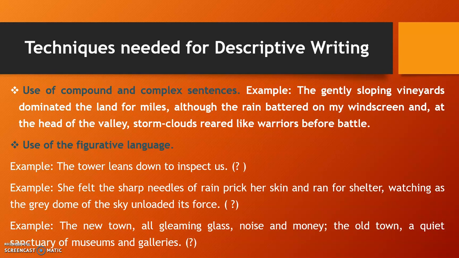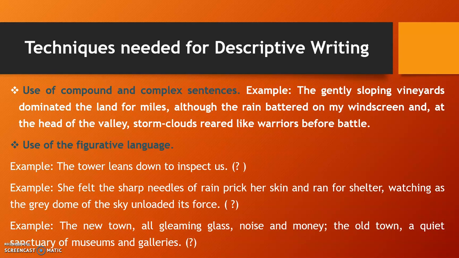In the second sentence, she felt the sharp needles of rain prick her skin and ran for shelter, watching as the grey dome of the sky unloaded its force. In this sentence, there is a use of metaphor, comparing needles to raindrops and grey skies compared to a battlefield, unleashing all its weapons during an attack.